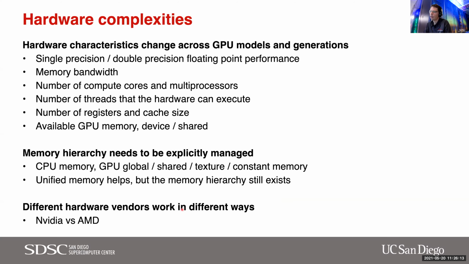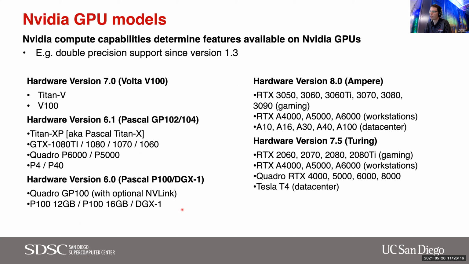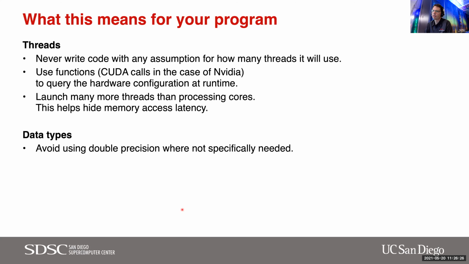And then there's, of course, Nvidia and AMD, and we have Nvidia processors on Expanse. So we'll talk about those, and maybe I'll just skip this because we don't have much time. There are different types of gaming GPUs. In any case, what you want to do is never write code with any assumption for how many threads it will use. There are functions in CUDA to query the hardware, and you launch more threads than processing cores to hide memory latency. And if you can avoid double precision, do avoid it, because then you get higher performance. But of course, you need to make sure that this doesn't affect the accuracy of your numerical simulations.